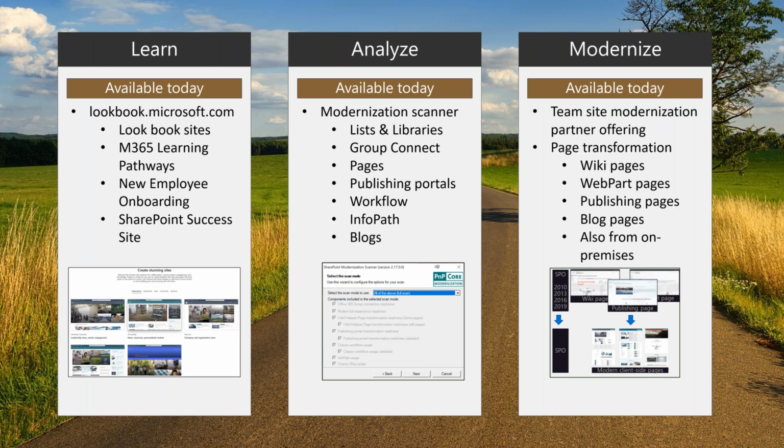For that, I think the best approach is to use the modernization scanner. The scanner is an open source tool that will crawl your tenant, read all the sites, all the lists and so on, and build reports around areas to modernize. It supports lists and libraries, group connect, pages, publishing portals, workflow, InfoPath, and blogs. In the demo, we'll show the scanner in action so you get a better feel for what it means.